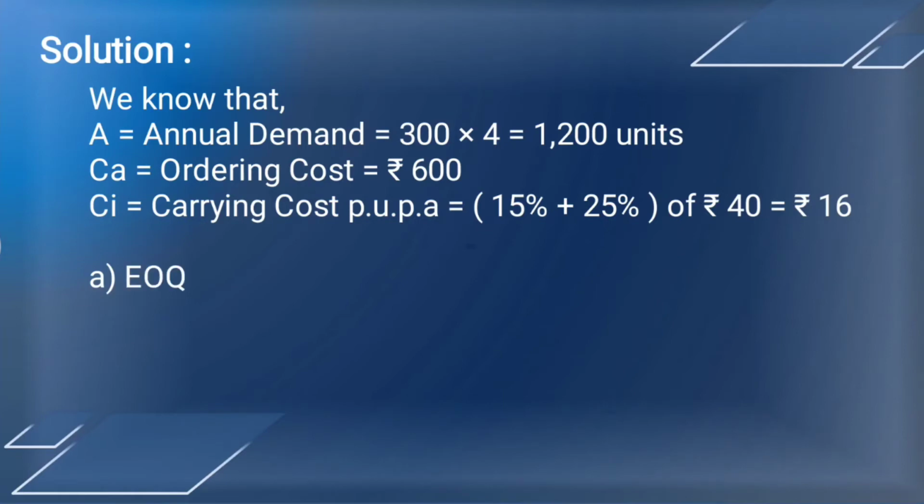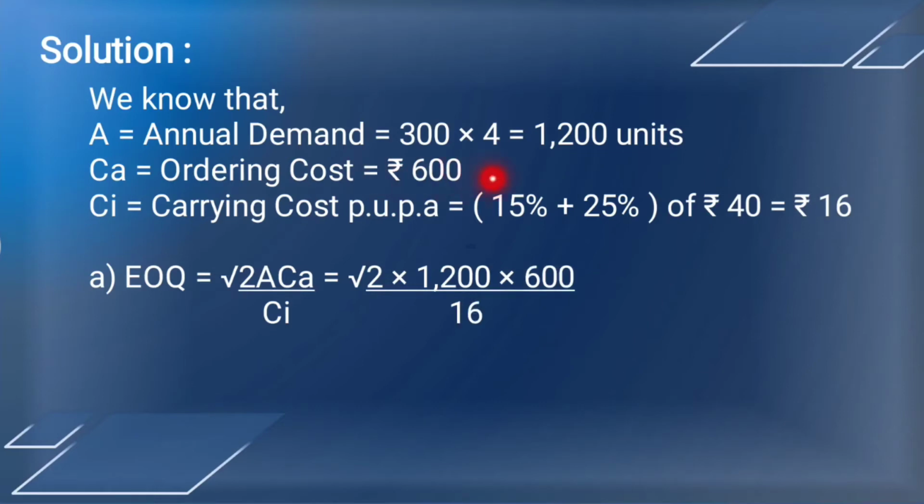So part A, EOQ, which is equal to under root 2A CA upon CI, which will be equal to under root 2 into A, that is 1200 units, into CA, which is 600, divided by CI, which is rupees 16, which will be equal to 300 units. So EOQ is 300 units.